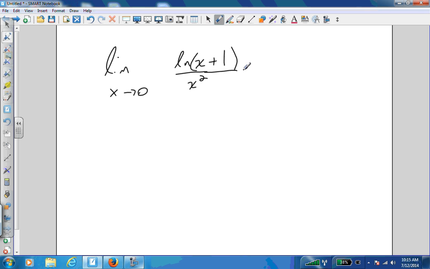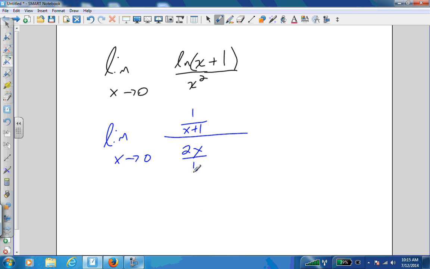Notice if we substitute a 0 in, on top we get natural log of 1, which is 0. On bottom we get 0. So that's indeterminate. So L'Hopital's rule does apply here. If we take the derivative of the top, the derivative of this is u prime over u. So u prime, the derivative of x plus 1, is 1. When we do the derivative of the denominator, that gives us 2x.